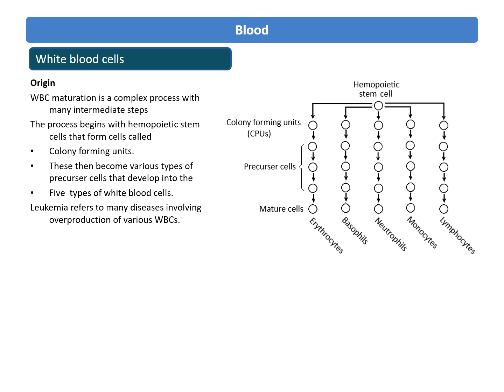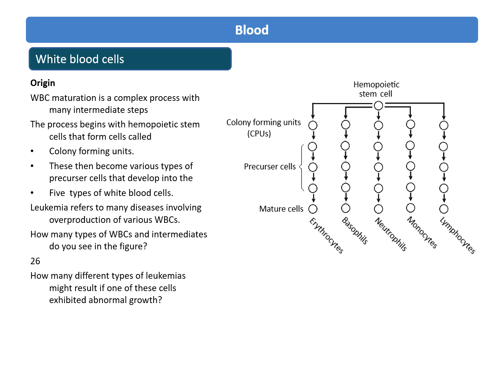Leukemia refers to many diseases involving overproduction of various white blood cells. How many types of white blood cells and intermediates do you see in the figure? 26. How many different types of leukemias might result if one of these cells exhibited abnormal growth? 26.